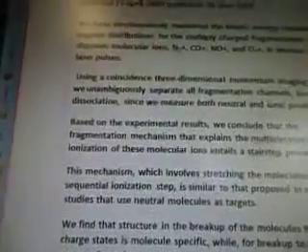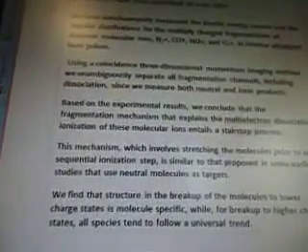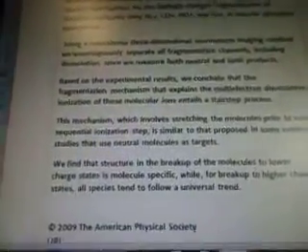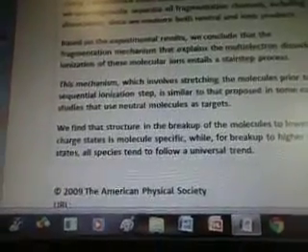Using a coincidence three-dimensional momentum imaging method, we unambiguously separate all fragmentation channels, including dissociation, since we measure both neutral and ionic products. Based on the experimental results, we conclude that the fragmentation mechanism that explains the multi-electron dissociative ionization of these molecular ions entails a stair-step process.